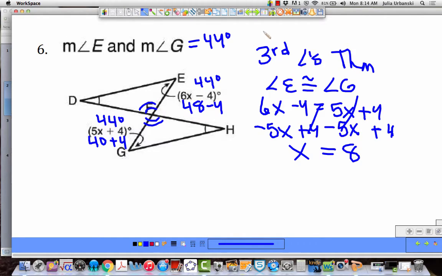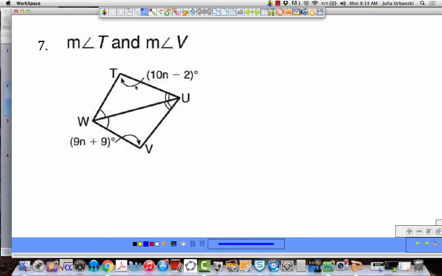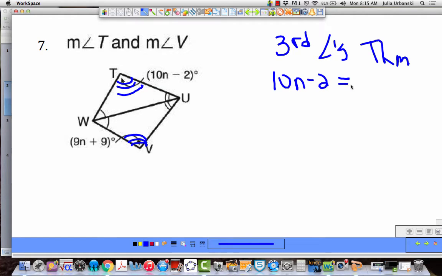Is anyone still ready? Alright, last one. We already know that W's are equal right here. The two angles with the vertex of U are equal right here. So what other angles have to be equal as well? And what's the reason for that? Third angles theorem. Yep. We're going to be using that one. Third angles theorem. If two are equal, then the third one as well. So that means that 10n minus 2 is equal to 9n plus 9. Solve it and plug it in.